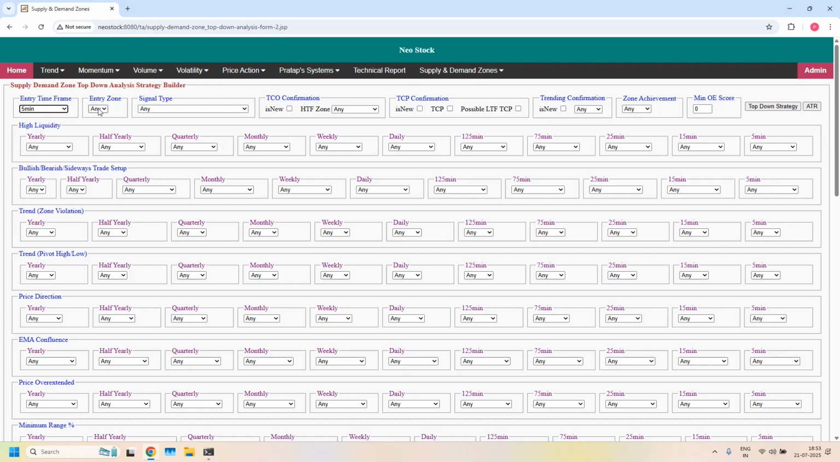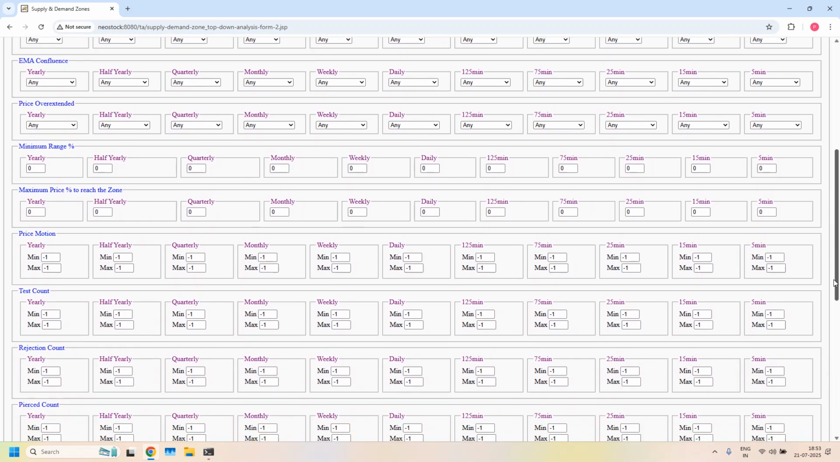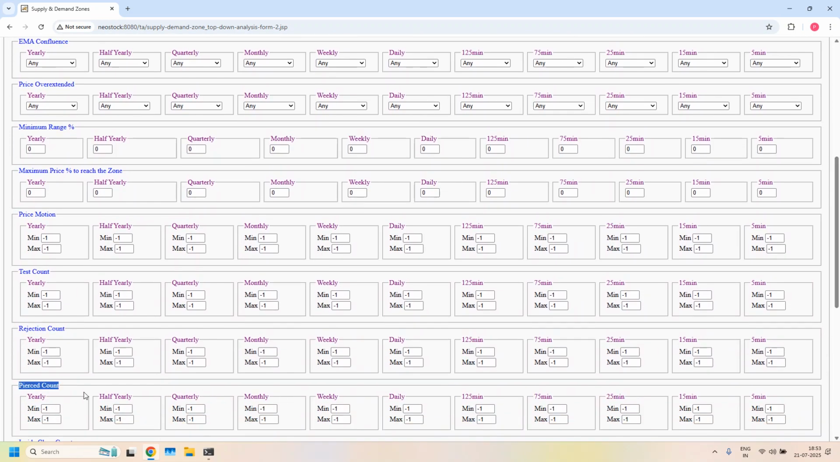Entry time frame 5 minutes, entry zone supply zone. Here, bullish or bearish at 5 minutes, I am selecting bearish. Zone achievement violated opposing zone. Minimum odd enhanced score 12. And also the 5-minute supply zone should not be pierced. So in the pierced count at the 5-minute time frame, minimum value 0, maximum value 0.